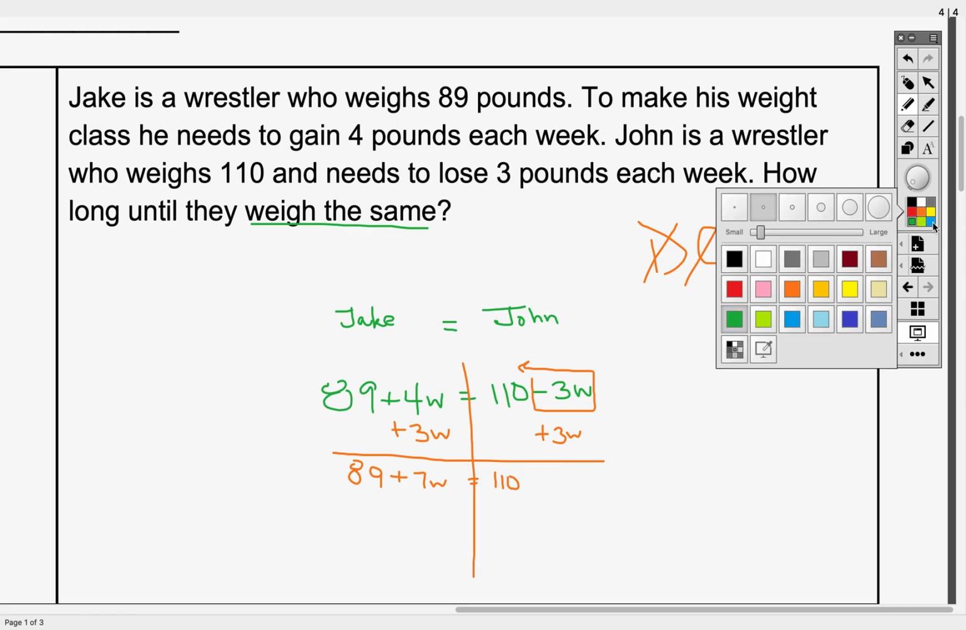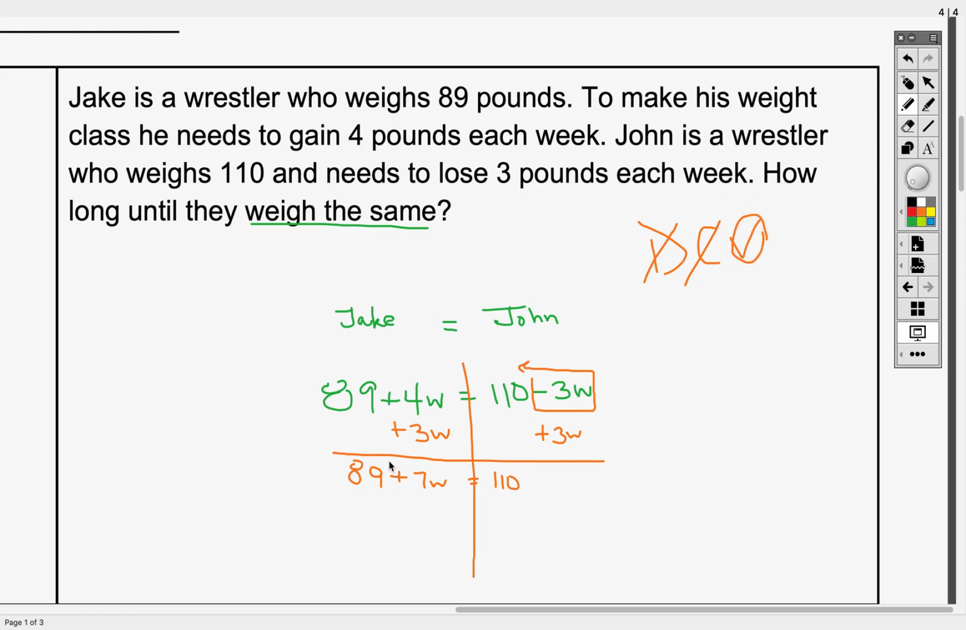And this is where students got lost because they didn't box their variable term. Here is my variable term. So I have to get rid of the 89 first, which means I have to subtract 89 first. You bring down your 7w. You use a calculator for this, but I'm going to tell you it's going to be 21. You divide by 7. And so w is going to be weeks, which is 3.